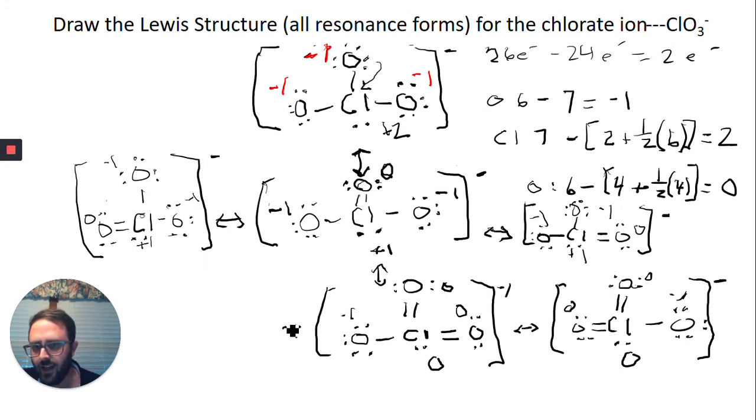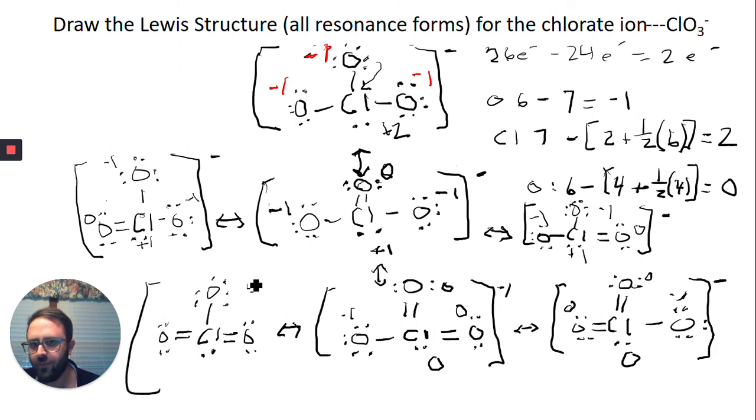But we could have drawn it another way. We could have put chlorine in the center. Then we would have had double bond, single bond. Okay, double bond, 1, 2, 3, 4. 1, 2, 3, 4. 1, 2, 3, 4, 5, 6. Okay. So this is still a 0. 0 formal charge, 0 formal charge, negative 1 formal charge.